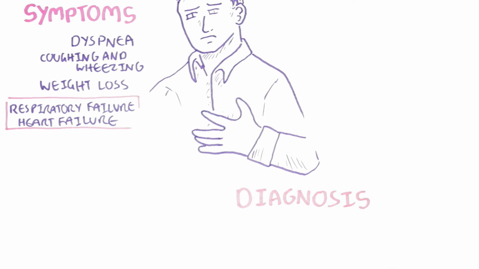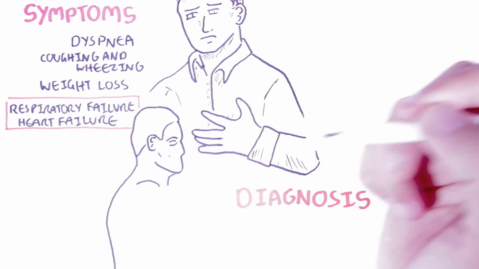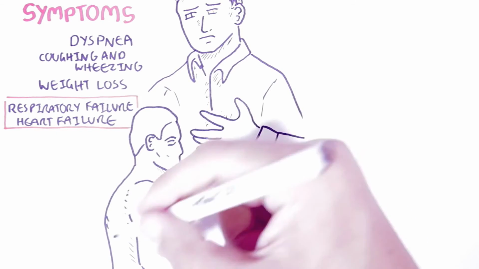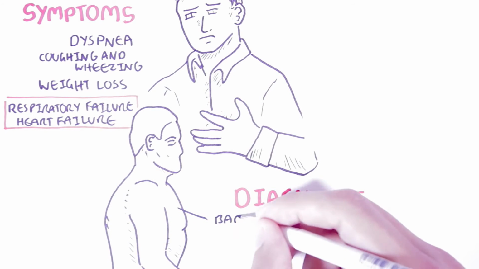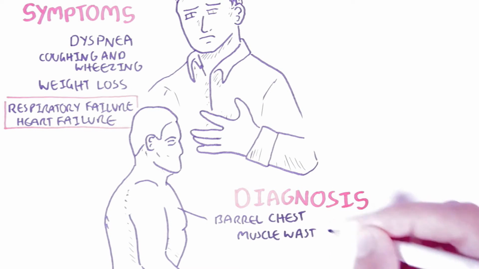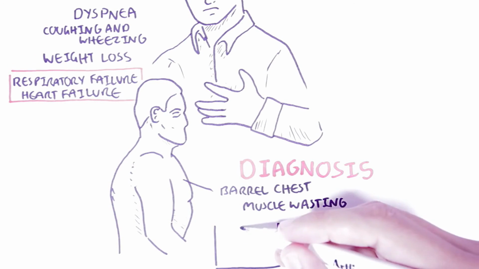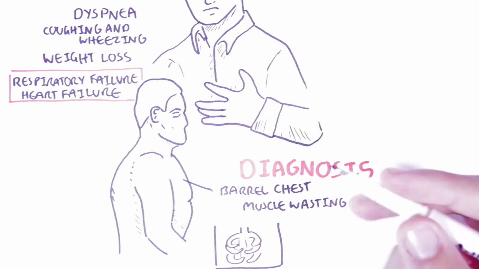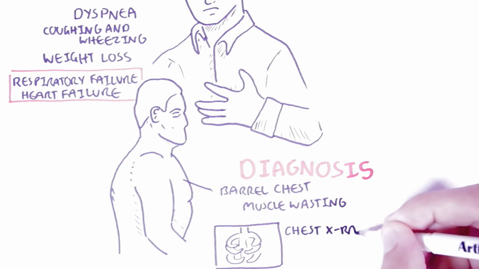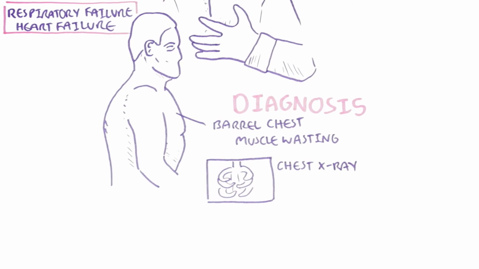So let's look at the diagnosis. Often the individuals can have a sign of a barrel chest, which is basically a protruding chest, as well as muscle wasting. Chest x-rays are often used to diagnose emphysema, but if that does not reveal anything substantial, a CT scan may be required and performed.